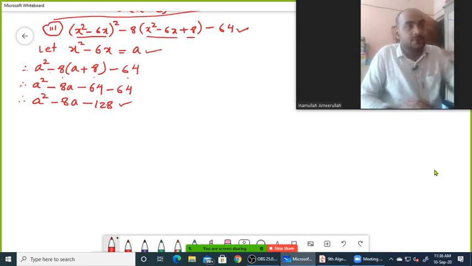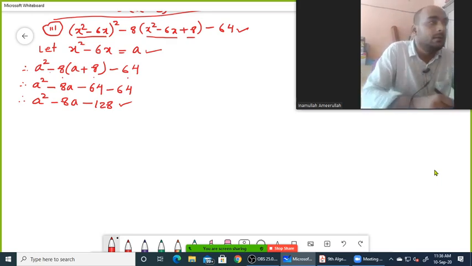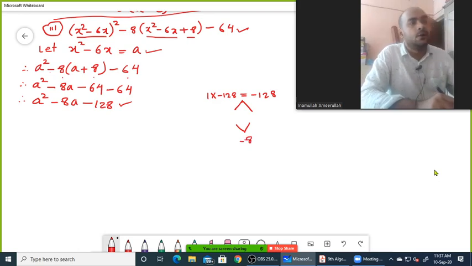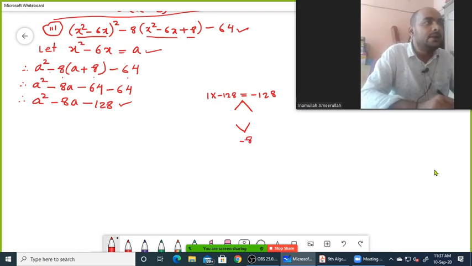Now it looks like a quadratic polynomial, and we can split the middle term of this polynomial, where the first coefficient is 1 and the third coefficient is minus 128. So it will be negative 128. We need two factors of 128 whose sum should be minus 8. So when you factorize 128, we need factors of 128. So here I'll take 128 and we will find out the factors of 128.